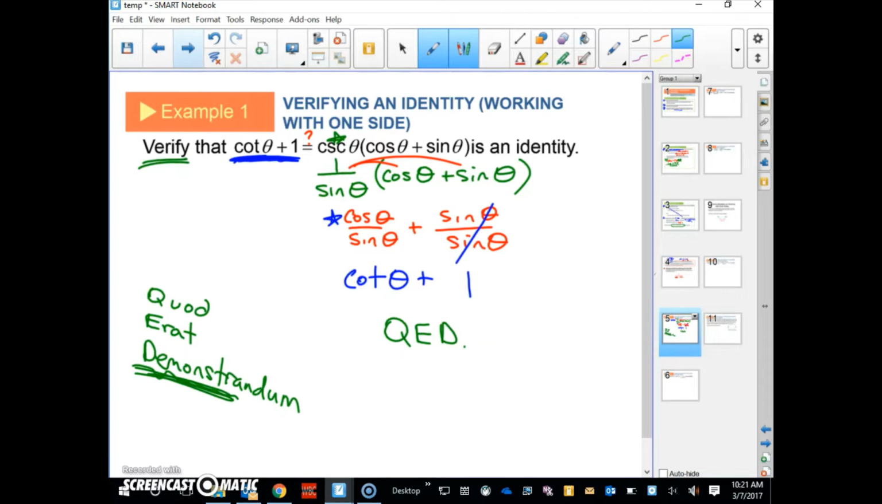So do not circle QED, because QED is not your answer. QED is like the period at the end of your sentence. Okay? This is a proof, and so the entire thing is your answer. QED is just how you show you finished. And you did what they asked you to do.